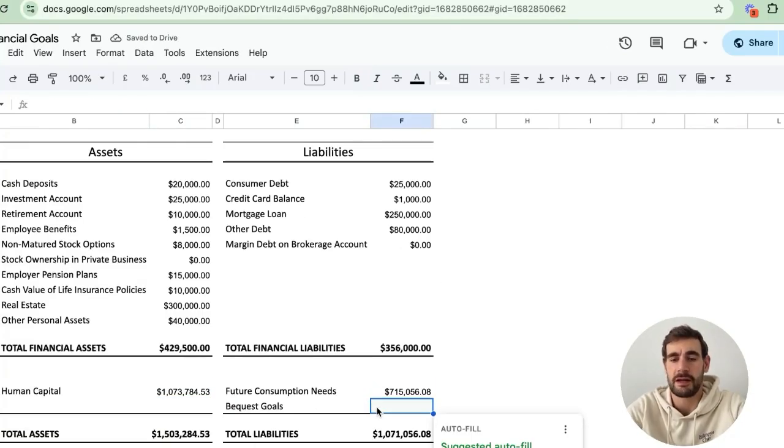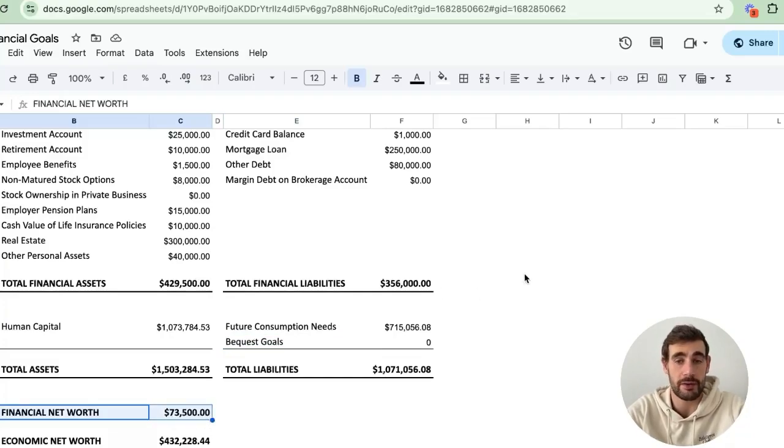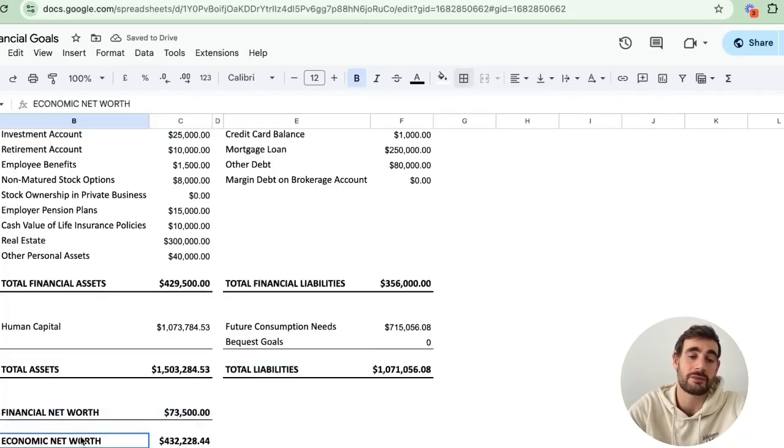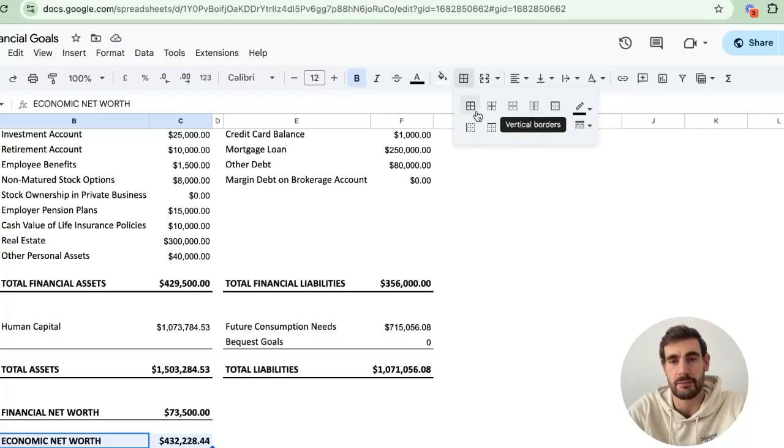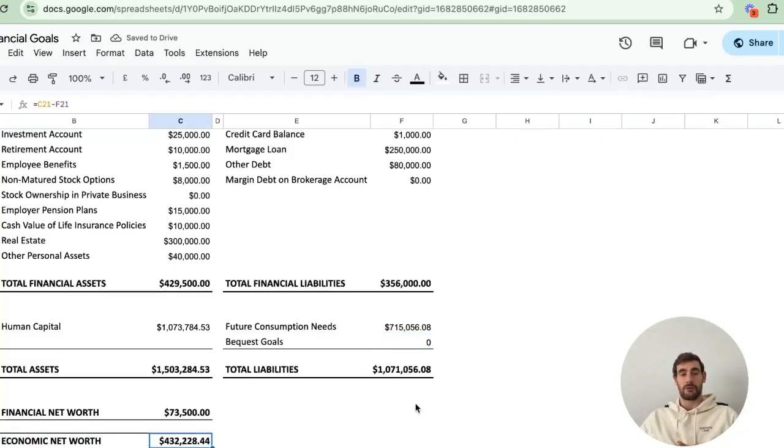Bequest goals, let's say that we don't have any bequest goals for the moment. And so we can see that in terms of financial net worth, this person has $73,000, but in terms of economic net worth, so all the potential for generating money, is a little bit higher at 432,000, because the difference between the human capital and the future consumption needs is quite high.